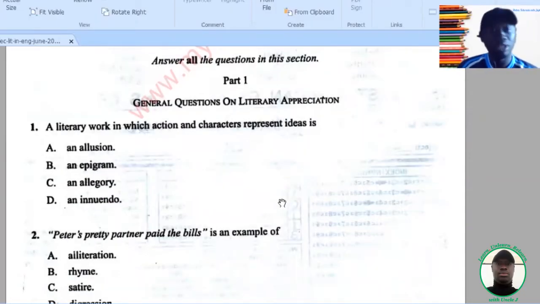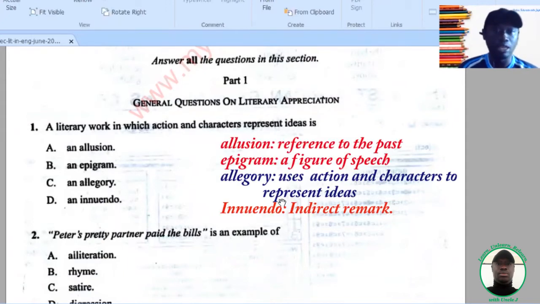Question 1. A literary work in which action and characters represent ideas is A. An allusion? No. B. An epigram? No. C. An allegory? Yes. D. An innuendo. Allusion is a figure of speech that makes reference to the past. An epigram is a figure of speech. An innuendo is an indirect remark.